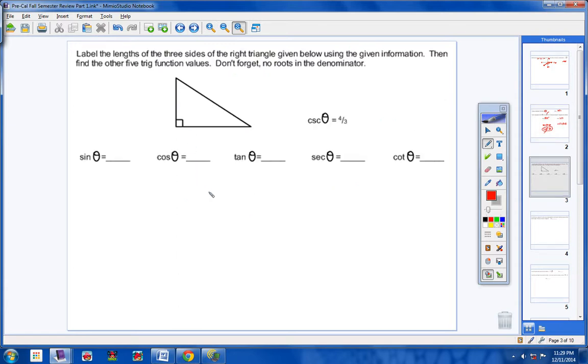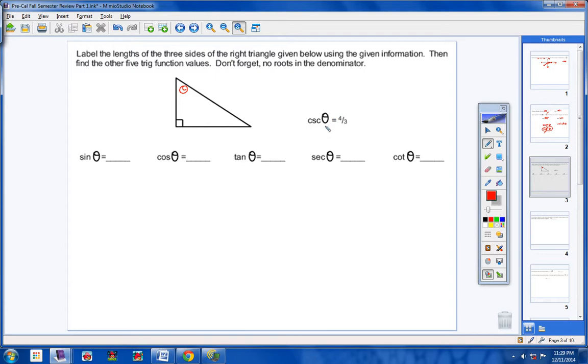Now we're going to label the lengths of the three sides of the right triangle, and then just simply label out our sine, cosine, tangent, secant, cosecant, cotangent. So I'm telling you right now, the cosecant of theta is 4/3. Now students, listen, it doesn't matter if you put theta here, or if you put theta here, as long as you leave it there and don't move it. So I'm going to put theta up here.